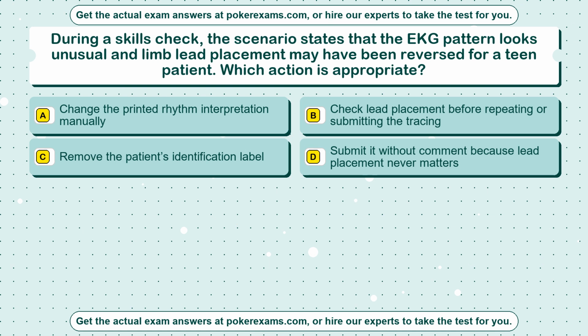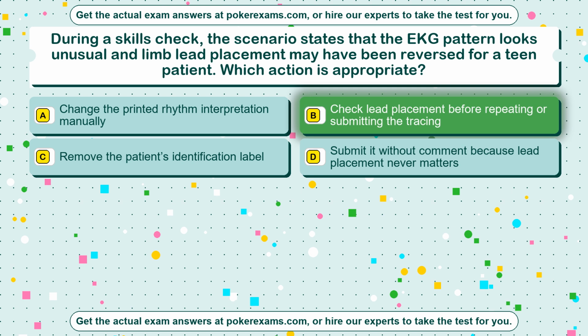Question 39. During a skills check, the scenario states that the EKG pattern looks unusual and limb lead placement may have been reversed for a teen patient. Which action is appropriate? Option A, change the printed rhythm interpretation manually. Option B, check lead placement before repeating or submitting the tracing. Option C, remove the patient's identification label. Option D, submit it without comment because lead placement never matters. The correct answer is option B, check lead placement before repeating or submitting the tracing.